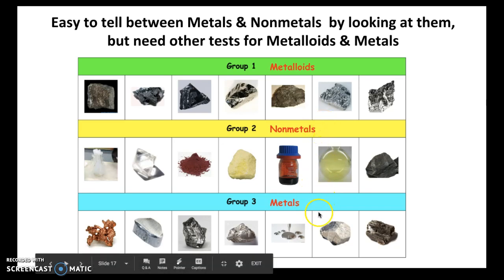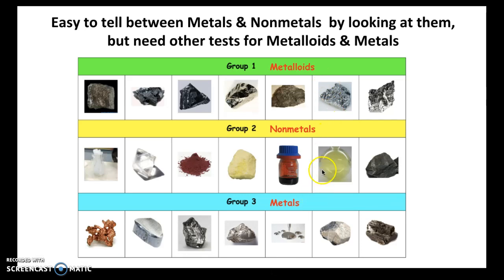If we were just given group 2 and 3, it's very clear: this is metal and that's nonmetal. But it's not so easy between the metalloids and the metals because some of the metalloids, like this one and this one, look pretty much like metals. They're shiny and everything like that, and you can't tell if it's malleable or brittle just from looking at it. So for metals and metalloids, you need to rely on other tests, like the fact that metalloids are semiconductors and metals are good conductors, in order to determine which one is which.